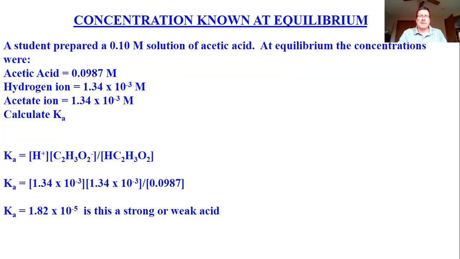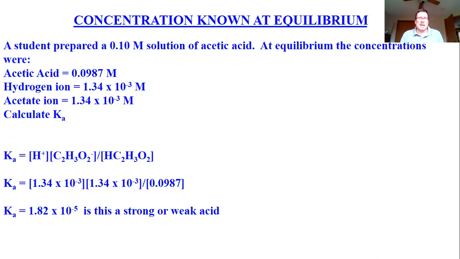Okay, so here we go. Here's our problem. Our formula would be the ions: there's the hydrogen ion, the acetate ion, and the acetic acid. You should know how to do this from naming. So that's the formula. Always products over reactants, which here are the ions over the compound. Plug in the numbers: 1.34 times 10 to the minus third and 1.34 times 10 to the minus third, divided by 0.0987. When I do that math, it comes out to be 1.82 times 10 to the minus fifth. And the question is, is that a strong or weak acid? Well, absolutely a weak acid. It's below 0.01.